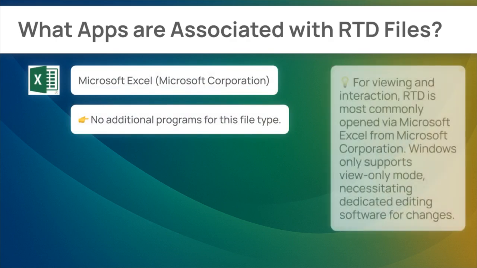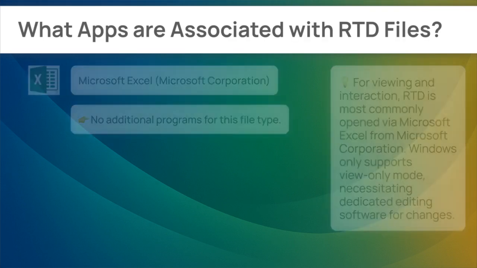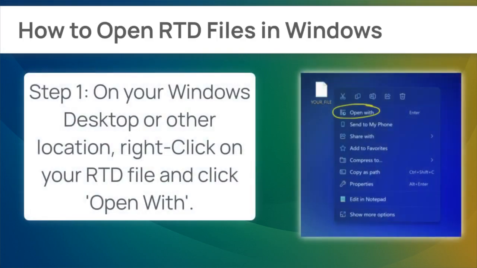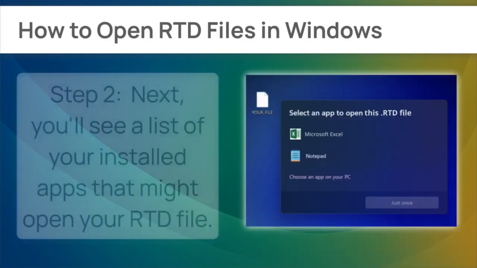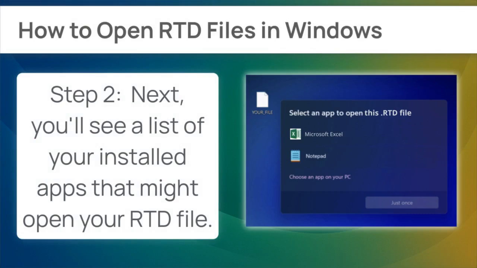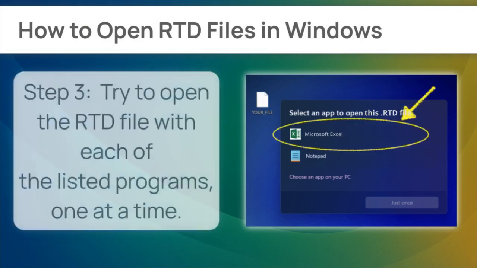Windows allows basic viewing, but true content manipulation requires a specialized application. Windows gives a simple file-level view, but understanding the data requires specialized software. The solution begins by systematically testing the programs. Right-click the RTD file and choose Open With. Use Microsoft Excel as your first choice. If it fails, select another program. Be methodical in your testing.